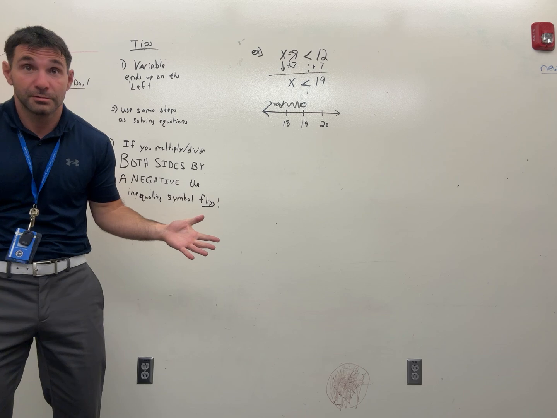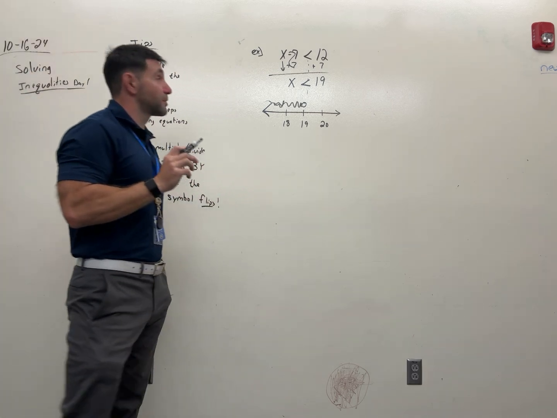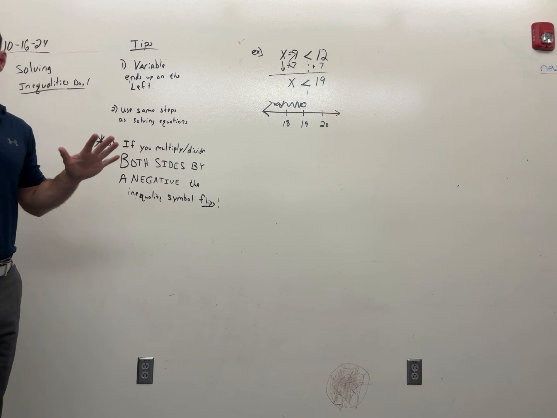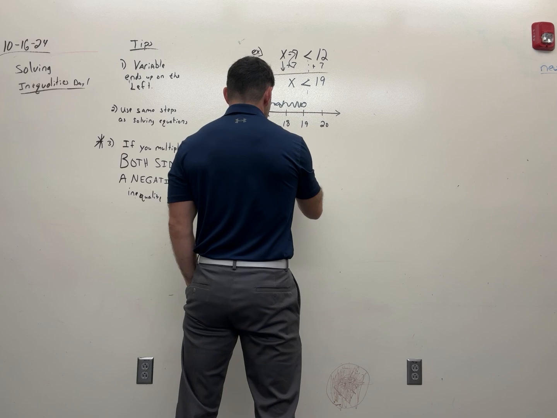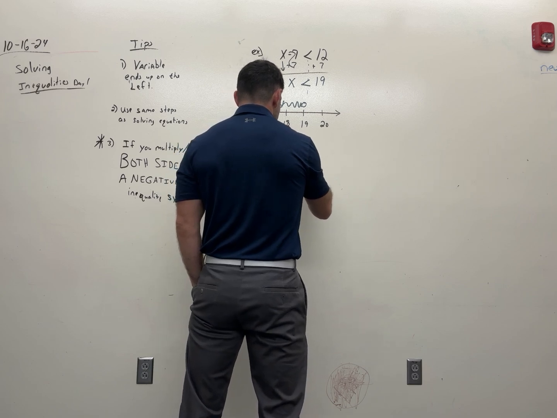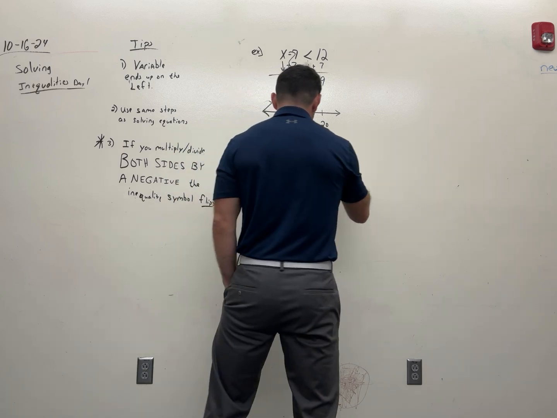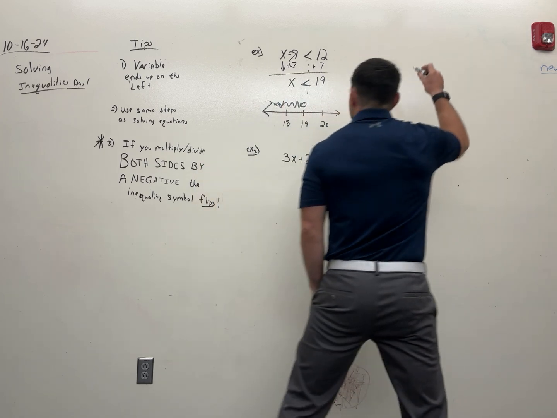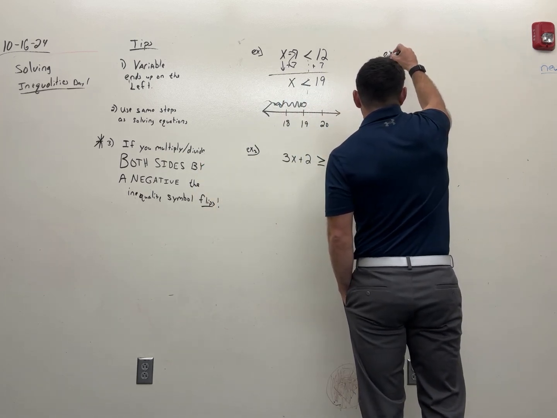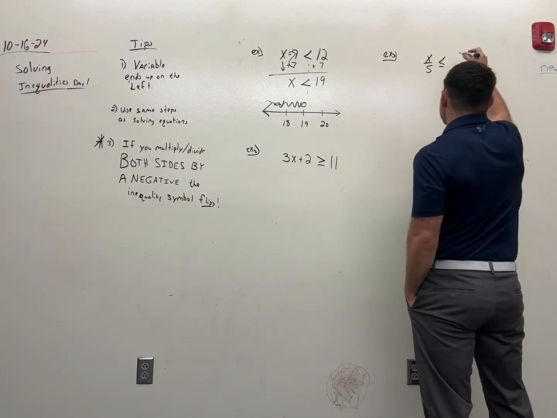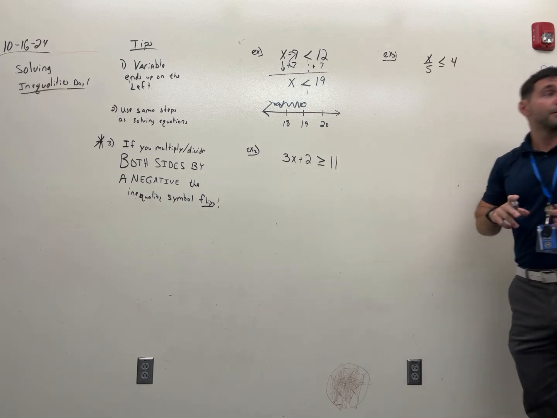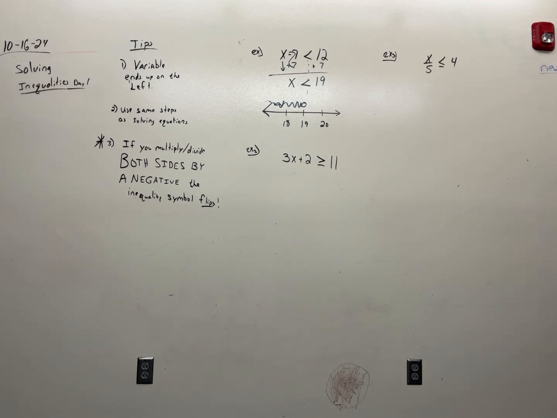Was it hard? Okay. I'm confused on the 3rd step though. Which is the 3rd step? We haven't done that yet. Don't worry about that yet. Let's go. 3x plus 2 is greater than or equal to 11. Example 3. X divided by 5 is less than or equal to 4. Okay, try those 2. I'll be back as soon as I can.